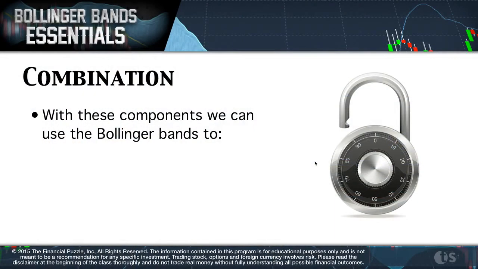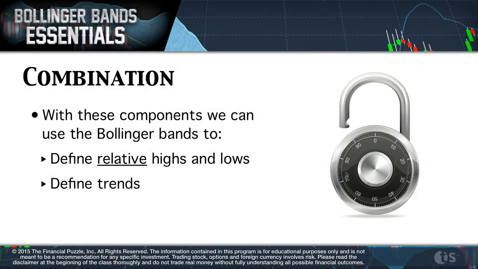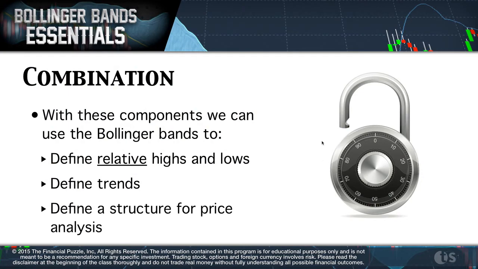So the cool thing is, with these components, we've got a system that we can use the Bollinger Bands to help define a relative high and low. Remember, we want to understand where the stock's reaching a high point, where it's reaching a low point, and relatively speaking, we can do that here with the Bollinger Bands. We can define the trends, and of course, we can help define a structure for the price analysis of the stock that we're looking at. In other words, it's taking a lot of that hand-drawn work that we typically do as a technical trader, and it's putting it all here inside the bands.